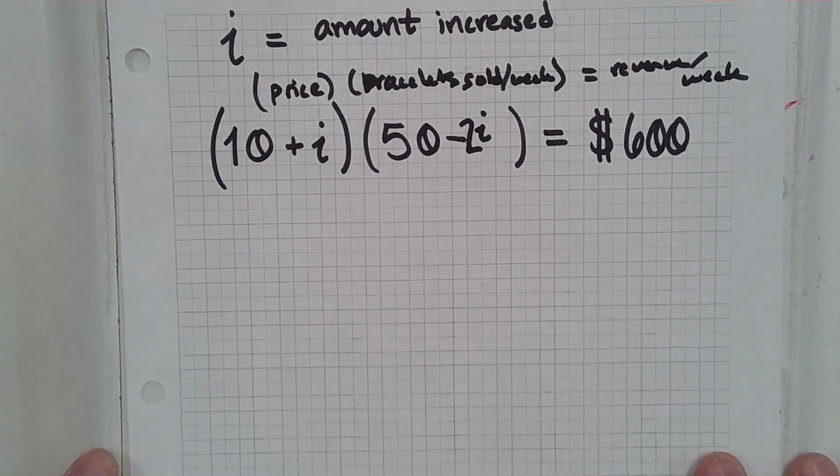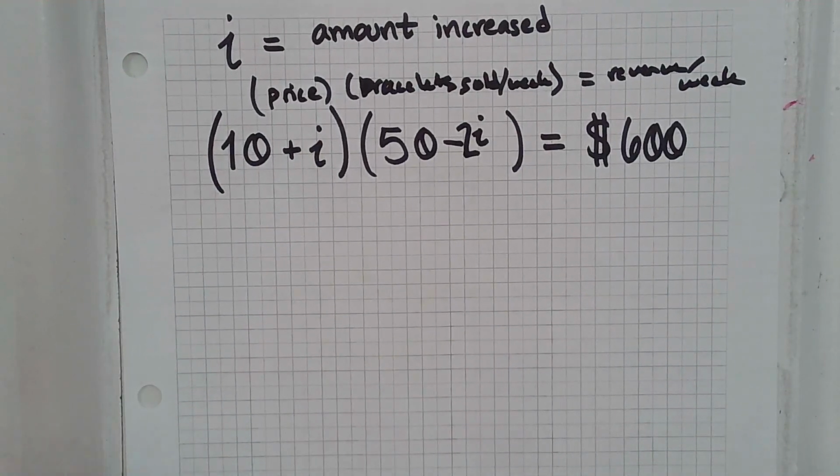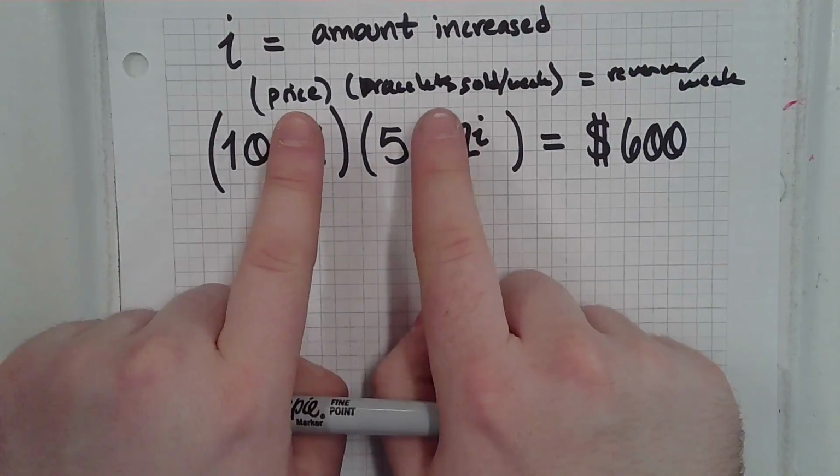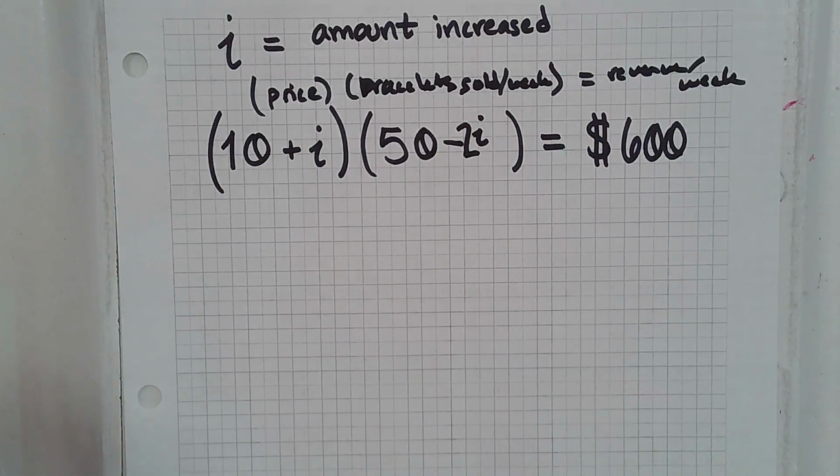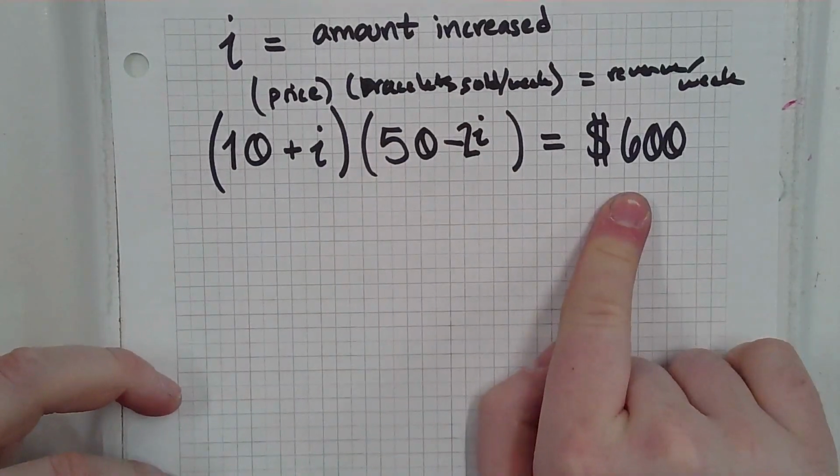Always make a variable of the thing you want to know, and try to find the relationships between the other things that are happening in the problem, right? The price versus the bracelet sold. And here is that relationship. Cool, we know that times together will get us our revenue per week.